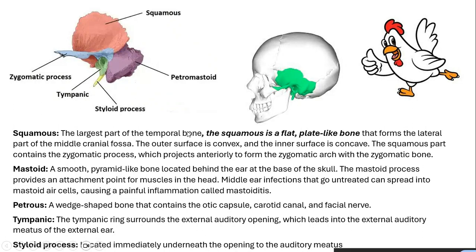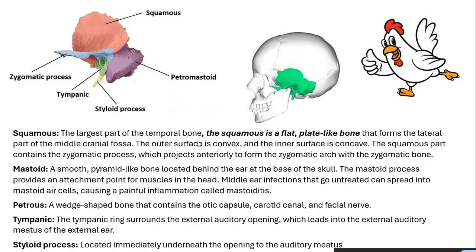The largest part of the temporal bone, the squamous, is a flat plate-like bone, right? That forms the lateral part of the middle cranial fossa. The outer surface is convex, right? It looks like a little cave. And the inner surface is concave, whereas the outer surface is convex.